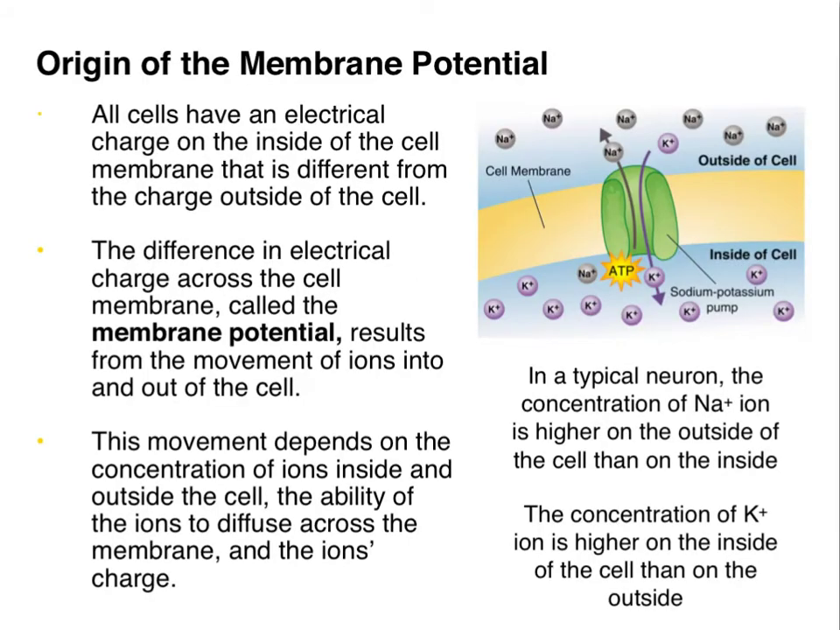This video will introduce you to the origin and maintenance of a cell's resting membrane potential. While we will be focusing on the resting potential of a neuron, keep in mind that all cells in the body have an electrical potential that exists across their cell membrane. As mentioned in the previous slide, all cells have a membrane potential. A membrane potential is simply a separation of charge across physical space. In this case, the separation of charge is maintained by the cell membrane.